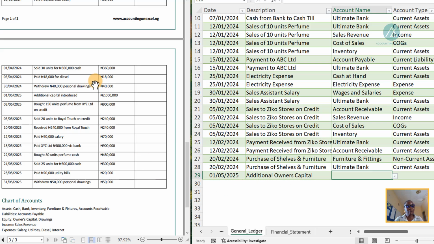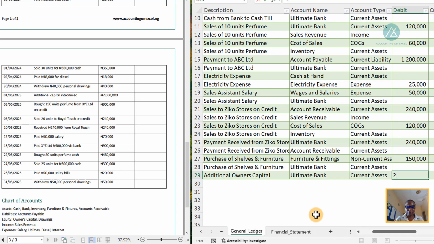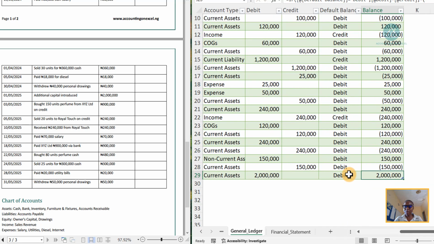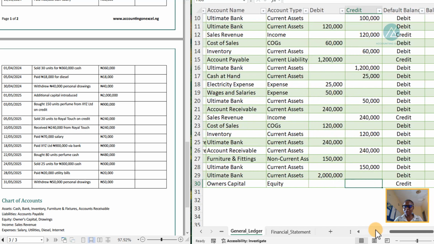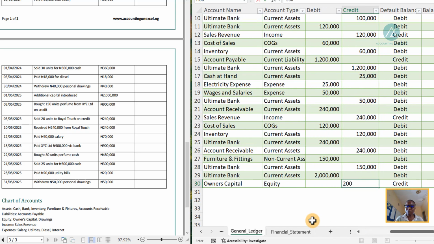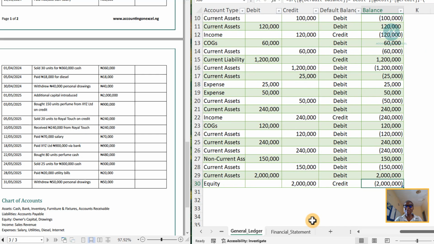Additional capital was introduced on the 1st of May 2025, which is 2 million, meaning that our bank has 2 million, and equity, which is owner's capital, will also increase. So ultimate bank, 2 million. Then the next account that will be impacted is owner's capital. So Amaka Global introduced an additional 2 million. Owner's capital is a credit balance. So that is it for that.